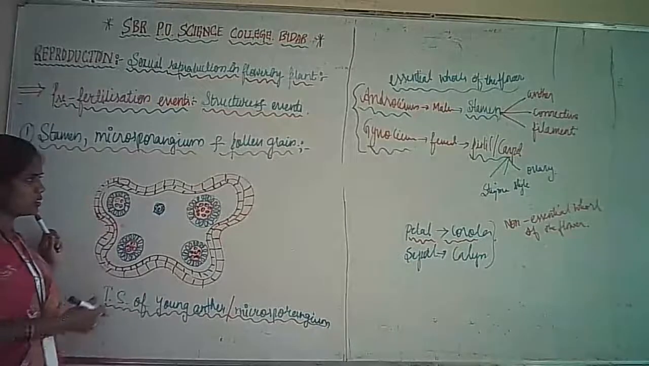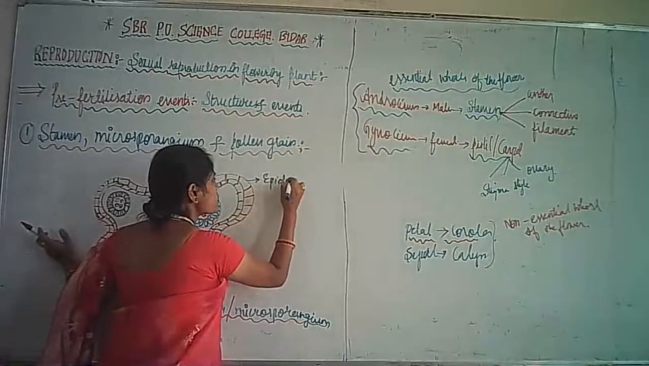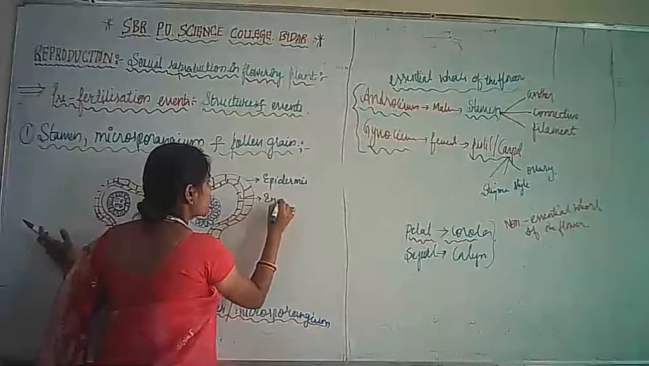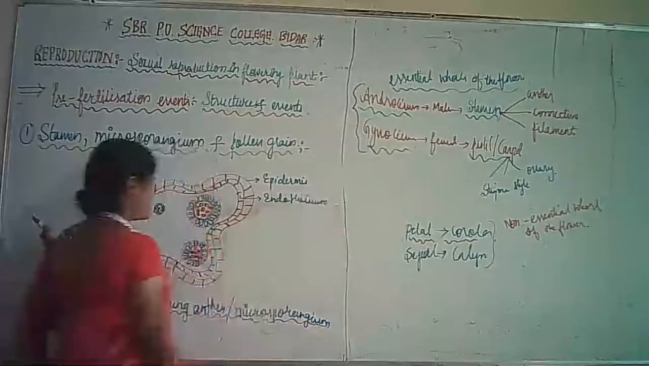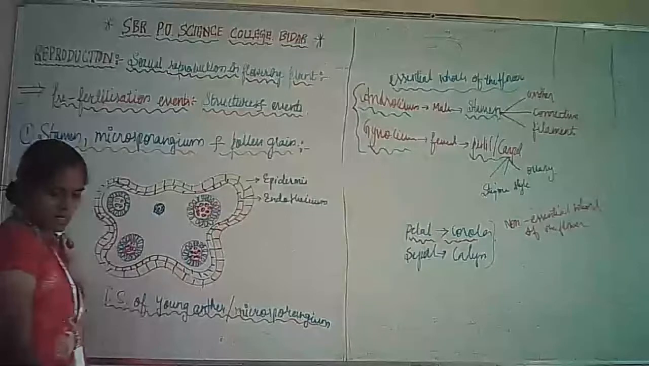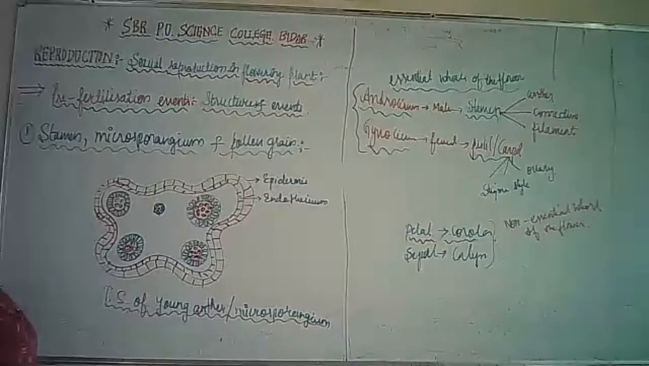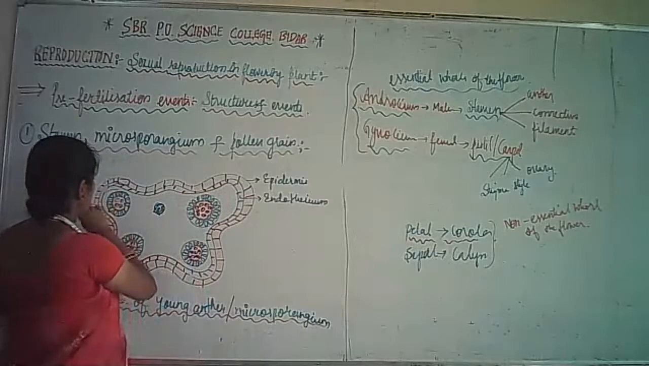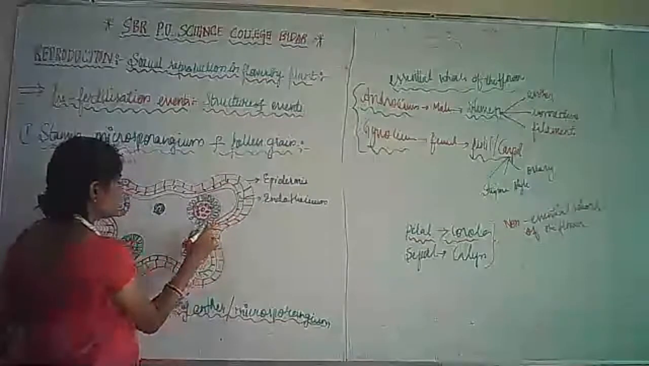You can see the structure: epidermis. Okay, this is endothelium. Epidermis, that is the outermost layer, then is the endothelium, then you are able to see the middle layers, and then tapetum, then internal layers. These are the internal layers, you can see those are the middle layers, isn't it?